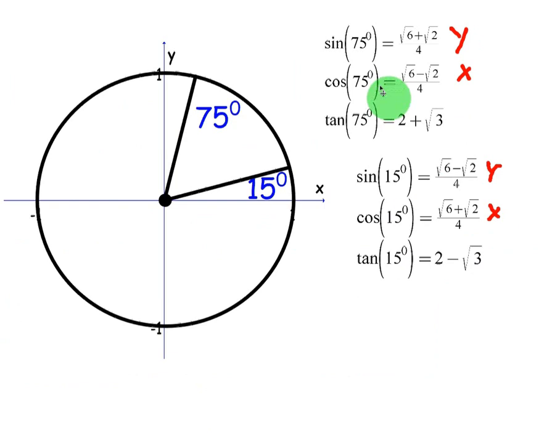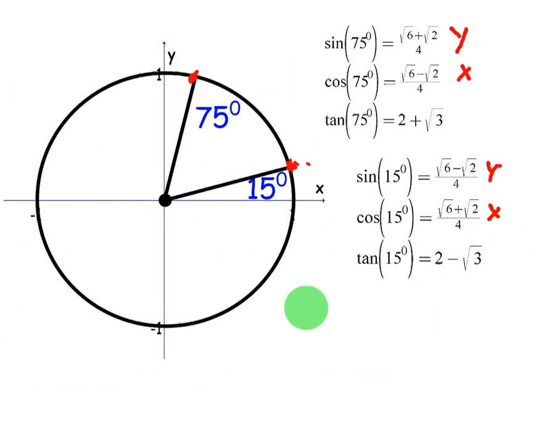So, these are the 6 functions we're focusing on. Now, how does it relate to the unit circle? Well, let's go ahead and put some dots here. Notice that 15 and 75 can both be translated onto the unit circle. Here we have 30, 45, and 60. Those are all on the normal unit circle. We can easily put 15 and 75 degrees on there.